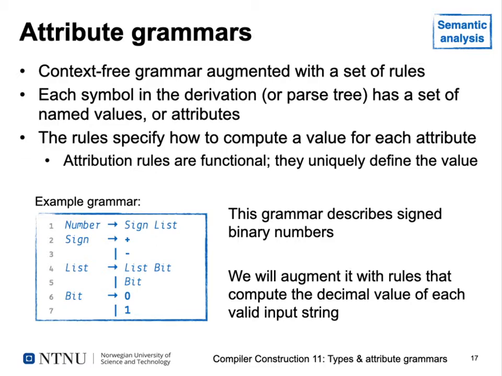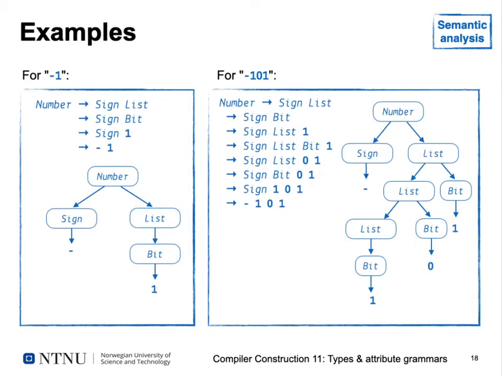And now let's just try to augment our context-free grammar with rules that actually allow us to compute the decimal value for each of our valid input strings that the language generated or detected by our grammar actually supports. So we have an example here. So for minus 1, so the binary string minus 1, we'd go from number to sign list to sign bit. Then a bit is 1 and our sign is minus. So we have the parse tree like this.